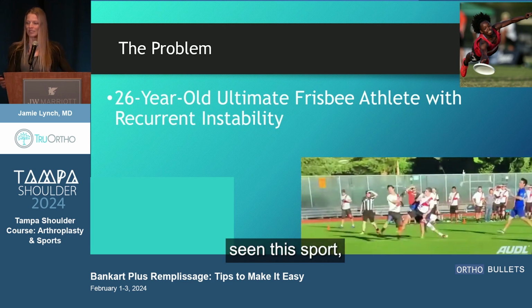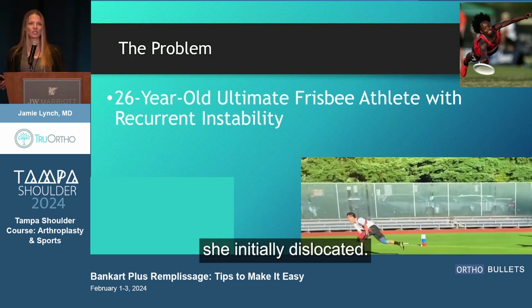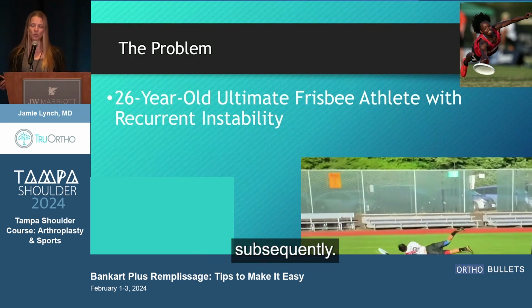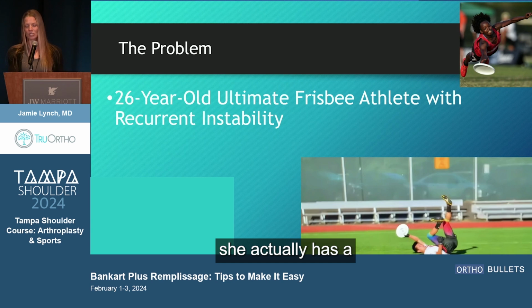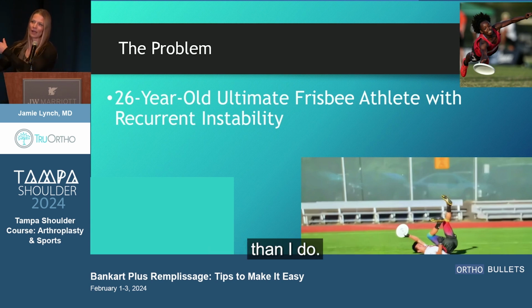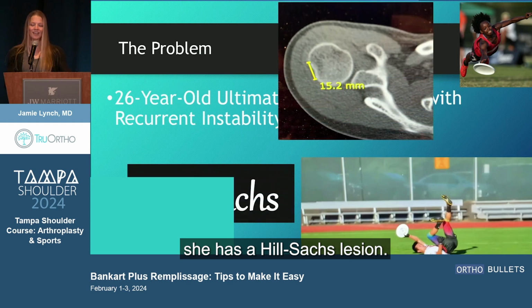I'm not sure if you've ever seen this sport, but it's pretty intense. This is how she initially dislocated, and she's dislocated subsequently. She has continued apprehension, but otherwise full range of motion. And unfortunately, she actually has a higher Bankart score than I do, so she has that to deal with as well. And then she has a Hill-Sachs lesion.